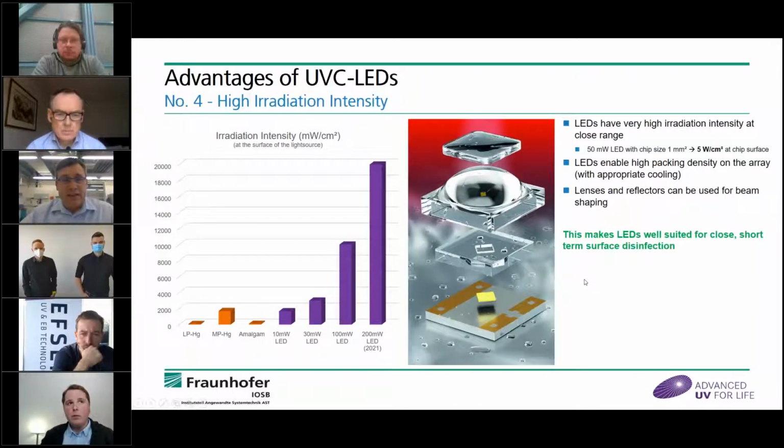Another advantage of UVC LEDs is that they produce very high irradiation intensities because they are very small. Typically, you have chips of about 1 square millimeter, and if you imagine this 1 square millimeter has a UV output of about 500 milliwatt, you could theoretically get a 5 watt per square centimeter irradiation. LEDs, if you have appropriate cooling, can be packed very densely on your array, and you can use reflectors or lenses for beam shaping, so you can focus the radiation energy on the surface you want to disinfect. This makes LEDs well suited for close and short-term surface disinfection.